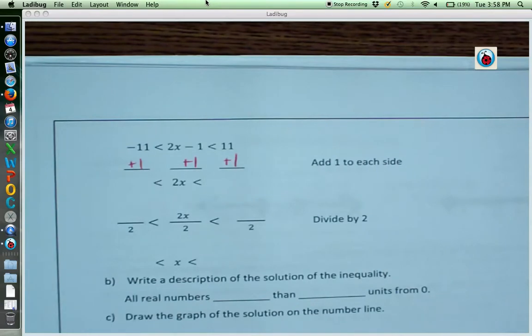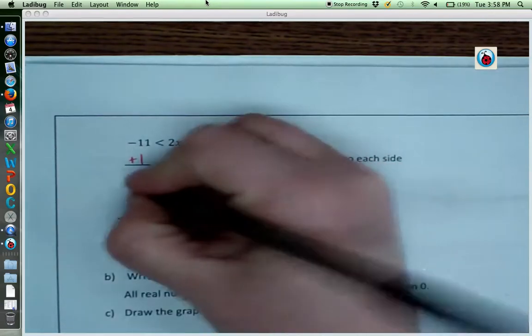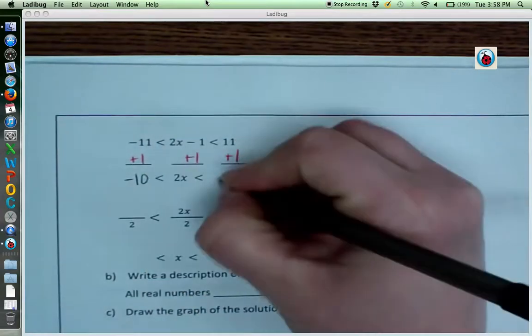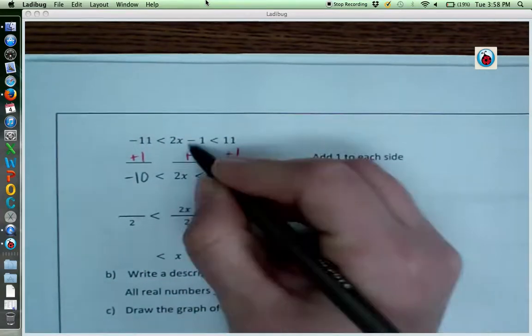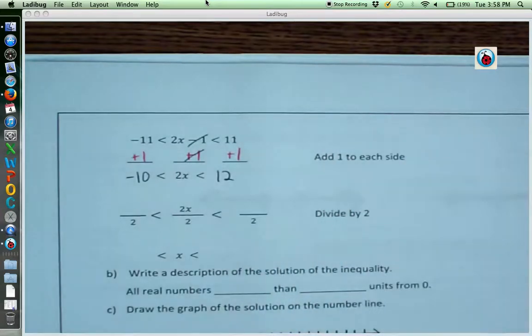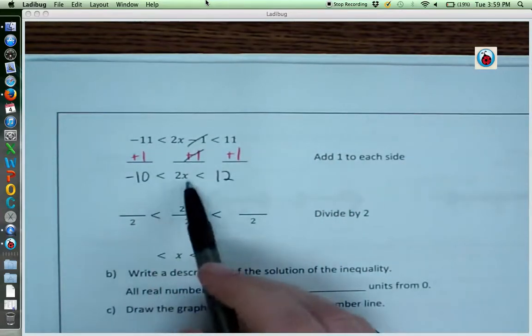What do I get? Negative 11 plus 1 is negative 10. 11 plus 1 is 12. And in the middle, the minus 1 plus 1 cancels. So I have negative 10 is less than 2x is less than 12.